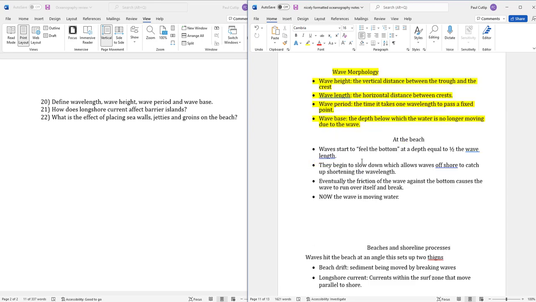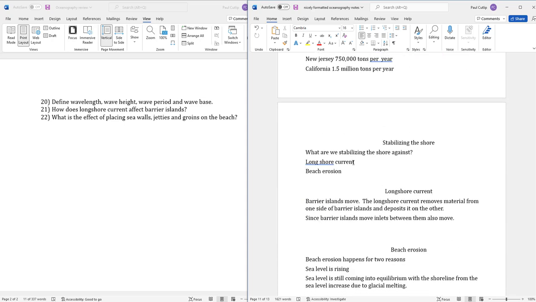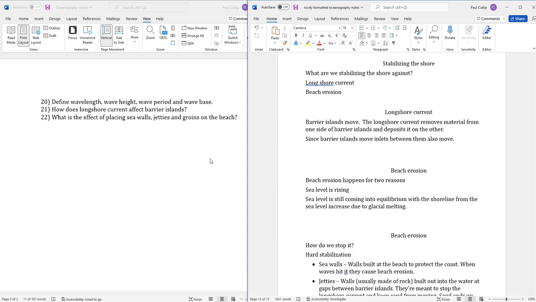Okay. How does the longshore current affect barrier islands, right? Let me find out where. Here we go. So how does longshore current affect barrier islands? It moves them, right? Longshore current removes material from the upstream side of barrier islands, deposits it on the downstream side, and so the net effect is that the island moves. Around here, they generally move from north to south. Generally feet per year. This is something that we most definitely have to deal with.